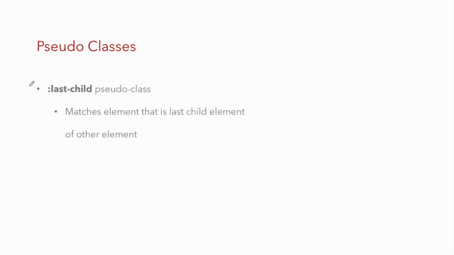Similarly, we have last child. It is the same as first child. The difference is that the styling, or the CSS property rules, will be applied to the last element. So this is how your output will be. The color has been changed for the last element.